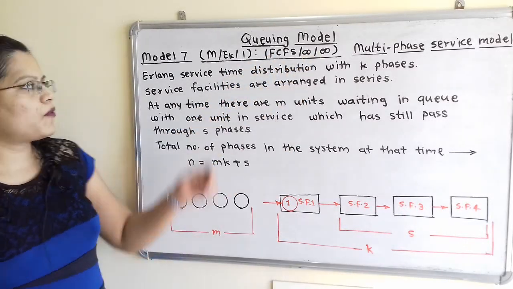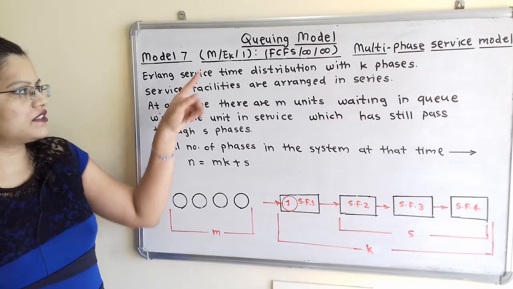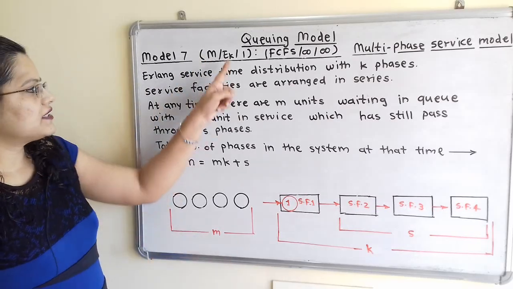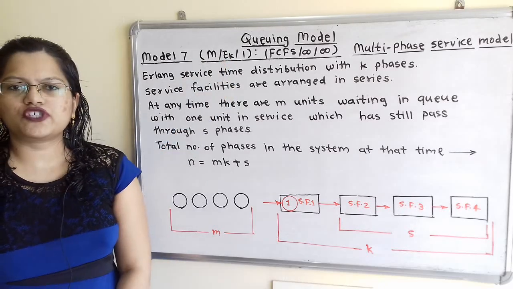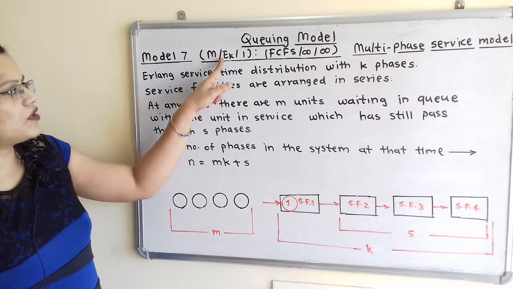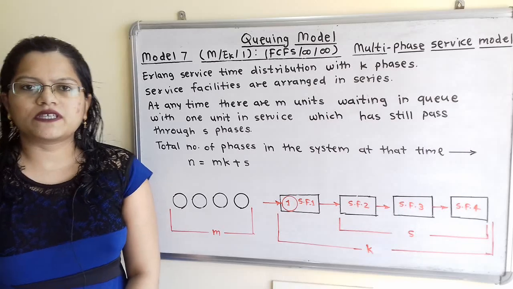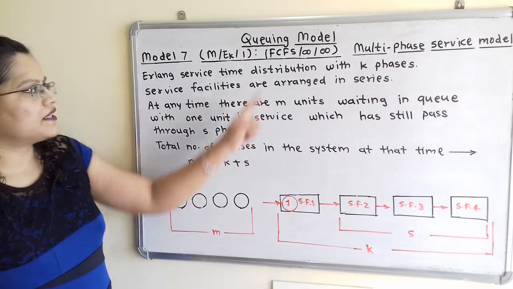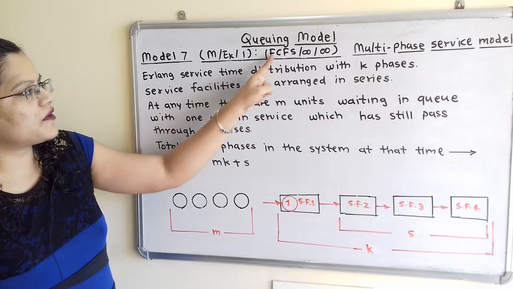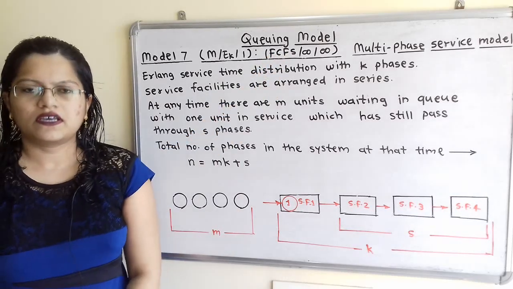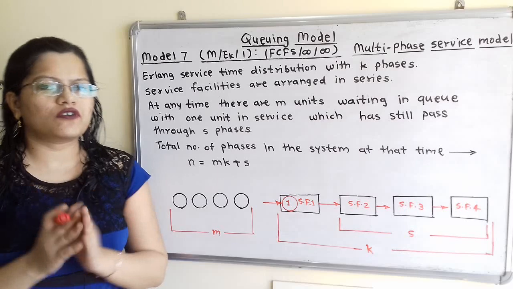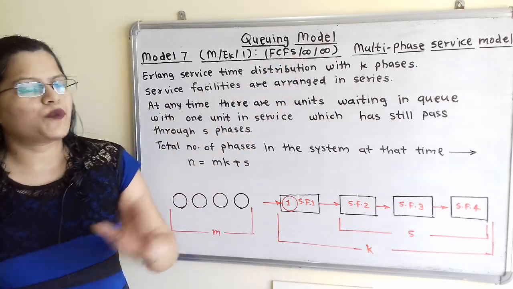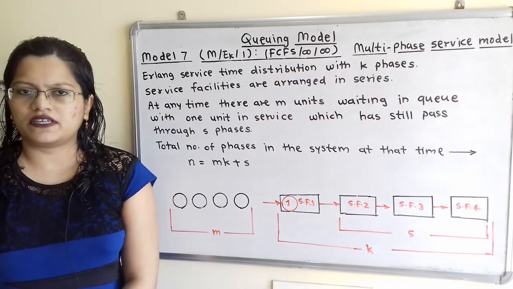In this model, Poisson arrival distribution is there and the symbol is M. Then it is Erlang service time distribution with K phases, symbol is Ek. Number of servers provided is 1. Service discipline is FCFS, that is first come first served basis. Number of customers allowed in the system is infinity, and calling source or population is infinity.